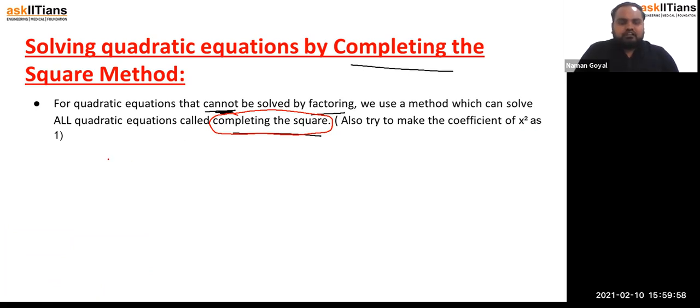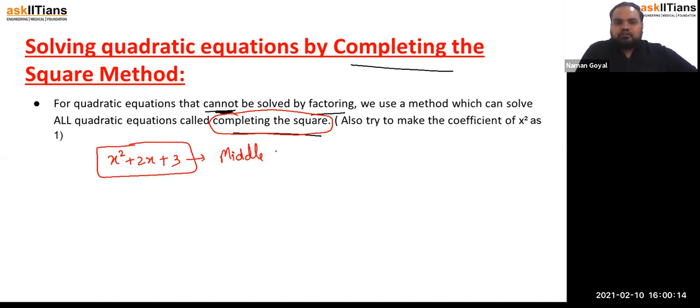For example, if the question gives x square plus 2x plus 3, we are not able to factorize this by using middle term splitting. Here we need two numbers whose product p into q is 3 and whose sum p plus q is 2. We are not able to find those two numbers, so these types of quadratic equations are solved with the completing the square method.